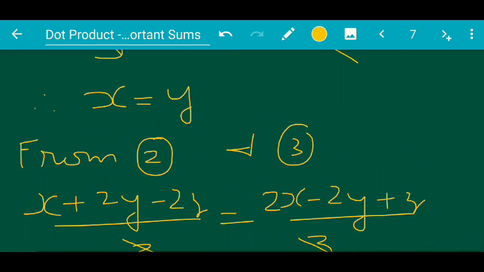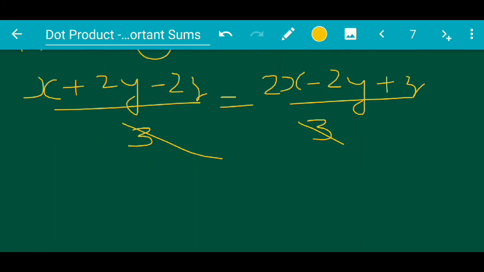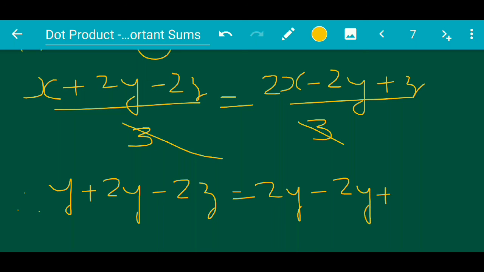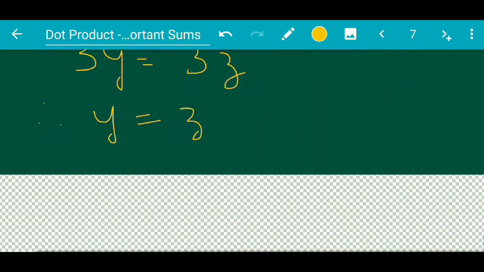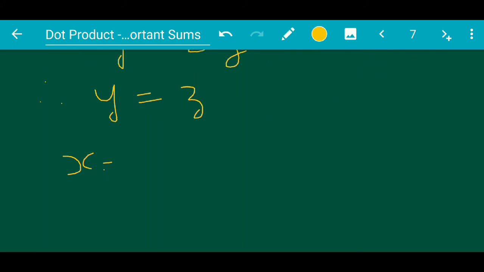We remember that x is equal to y. So we put x as y everywhere on both the sides. So we get y plus 2y minus 2z is equal to 2y minus 2y plus z. Now 2y goes away on both the sides. We take y and z on either side of the equal to sign. So we get 3y is equal to 3z, and therefore y is equal to z. That means x is equal to y and y is equal to z. So we write it this way.